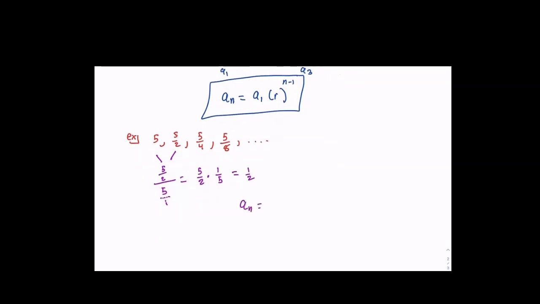So can somebody tell me what the sequence is here? The sequence will be 5 parentheses 1/2 close parentheses, and then n minus 1. To the power of n minus 1, yes. Power. Perfect.